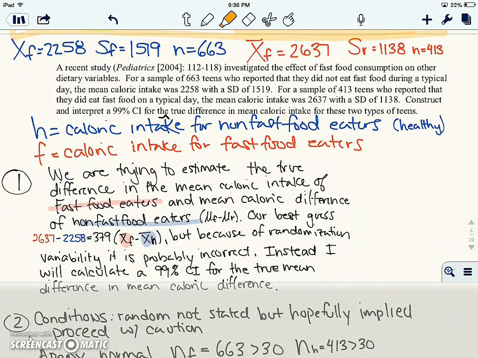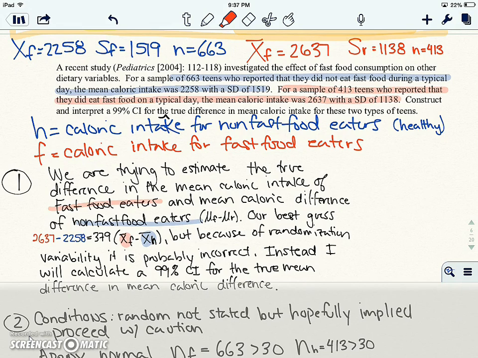All right, let's try one more example. A recent study investigated the effects of fast food consumption on other dietary variables. For example, 663 teens who reported that they did not eat fast food, so they tend to eat healthy, during a typical day had a mean caloric intake of 2,258 with a standard deviation of 1591. They also took a sample of 413 teens, notice that the n's aren't the same, and that's okay. Those teens reported that they ate fast food on a typical day, and they had a mean caloric intake of 2637 with a standard deviation of 1138.